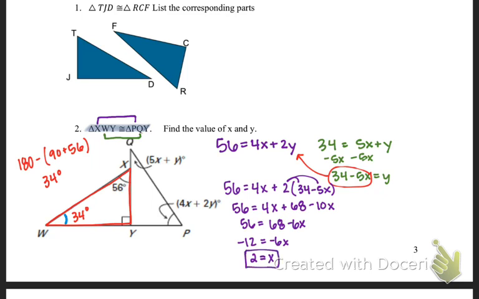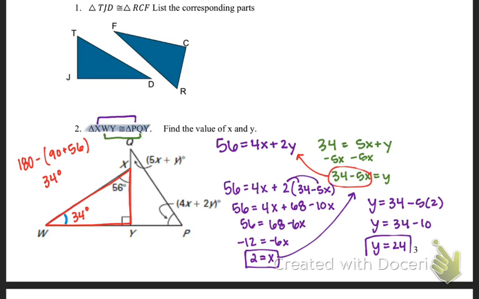And then I can take 2, substitute into X over in that green equation, and get my Y value is 34 minus 5 times 2, or Y value is 24. So using the fact that these 2 triangles have to be congruent, that means that the matching angles have to be congruent as well, and we can set up a system of equations that we can solve.